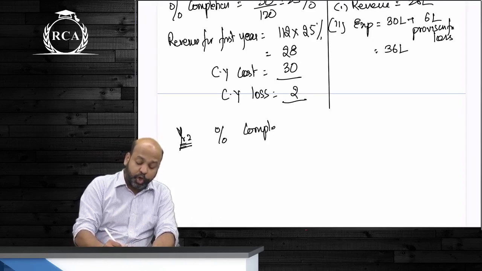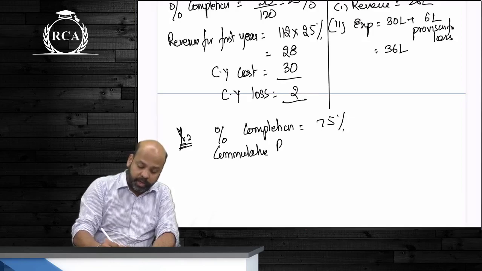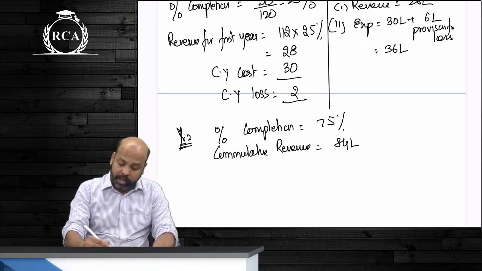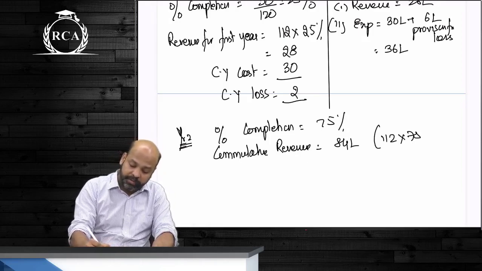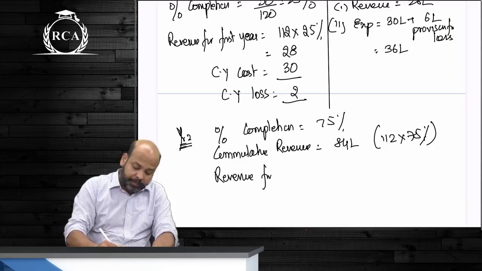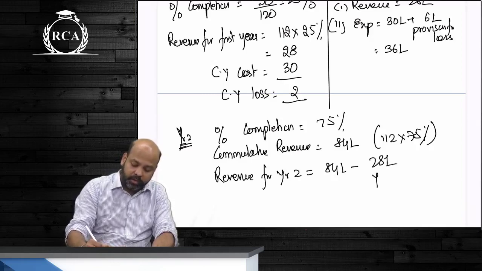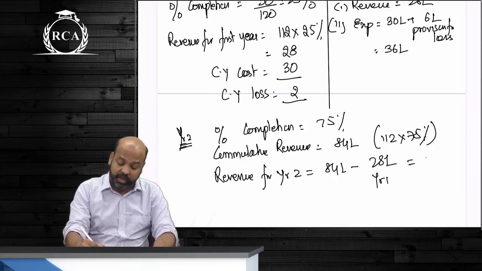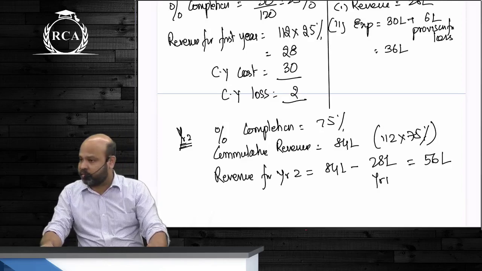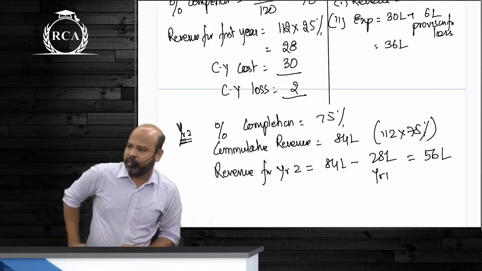So what should be your cumulative revenue? Cumulative revenue, guys, should be 84 lakhs. How 84? 112 into 75%. What should be revenue for year 2, guys? Out of 84 lakhs, how much did you already recognize in year 1? 28. So for the second year it is 56 lakhs. Only for the second year, beta, revenue will be 56 lakhs.